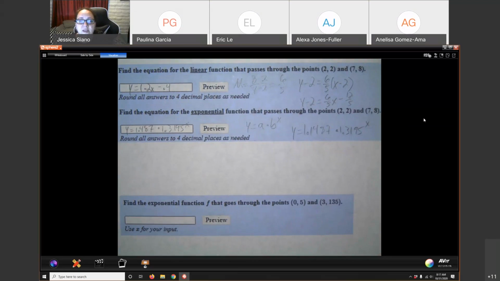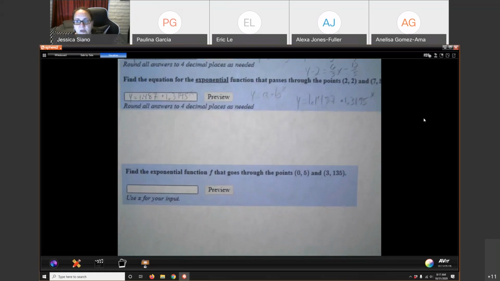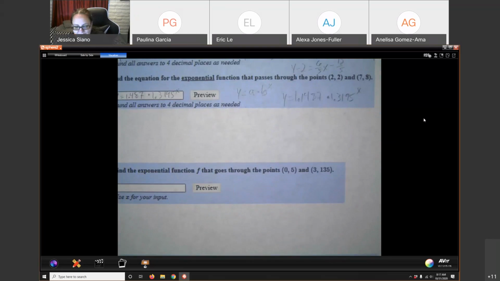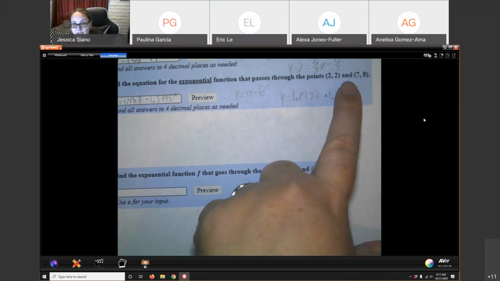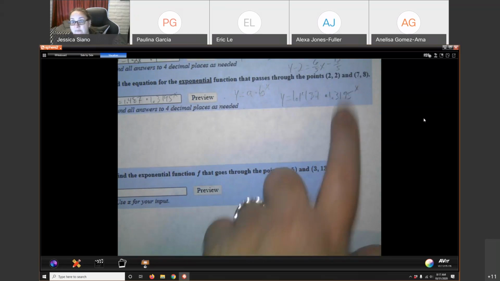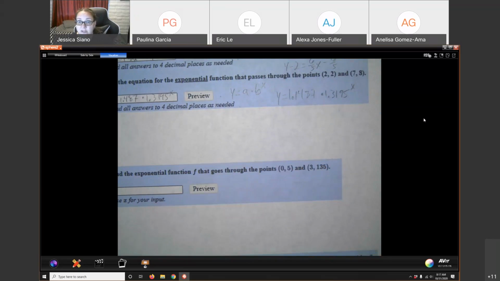So the calculator is always an option if you're given 2 points and you want to find the equation between them. If you're asked for a linear function, do a linear regression. If you're asked for an exponential function, do an exponential regression. Again, there is a way to do this by hand. I can show you if you really want me to, but it's kind of long, and it becomes a system of equations. I don't hear anybody begging, so I'm not going to do it.